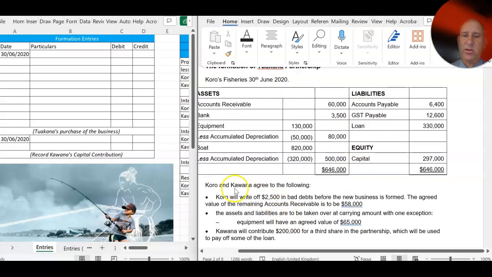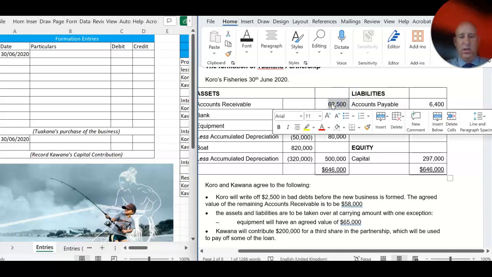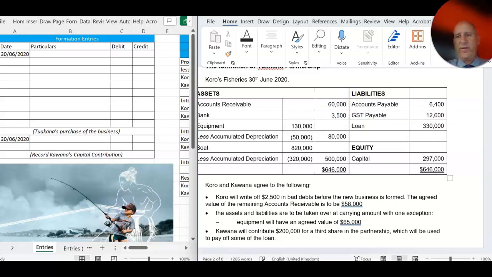So the partnership agreement tells us that we're going to bring in the assets and liabilities at their agreed value, except the following. And so we're going to put these ones in first. What I encourage you to do is to change these figures here, so you only bring the right figures in. I think your one says the original 62,500. So firstly, Koro's going to write off 2,500 in bad debt, so we're going to change that to 60,000. So on yours, cross off 62,500 and write 60,000. That's before the new partnership's been formed. The agreed value of the remaining accounts receivable is 58,000. So we're going to put that into your journal entries.